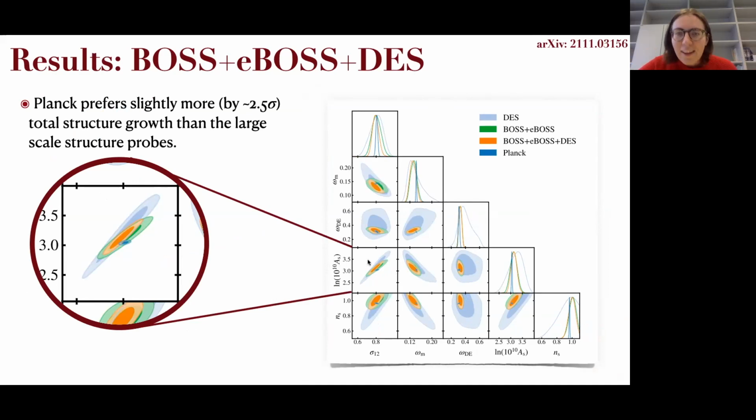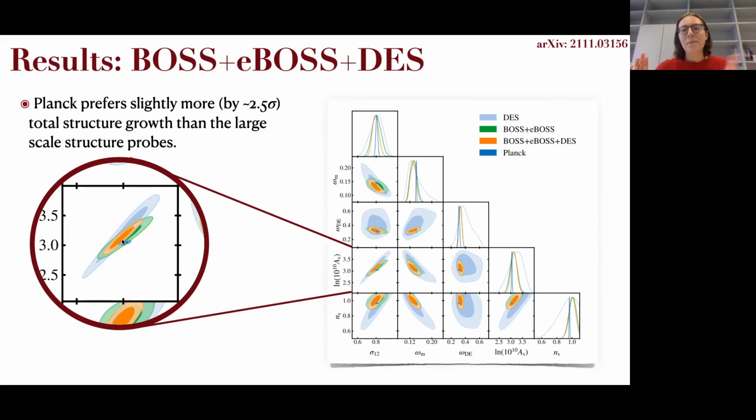So now we can take a look at this A_s, sigma 12 parameter subspace that connects the initial amplitude of the power spectrum with the amplitude that it should have today. And here, both recleansing on its own and its combination with clustering are in some disagreement with the Planck contour. And I think in this parameter space, this disagreement can be interpreted very straightforwardly.